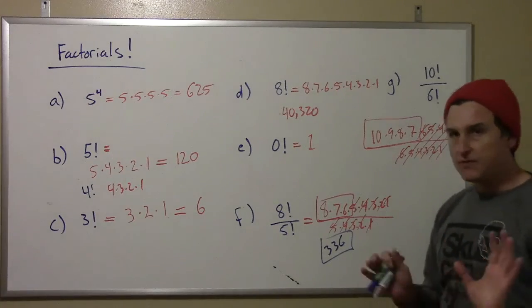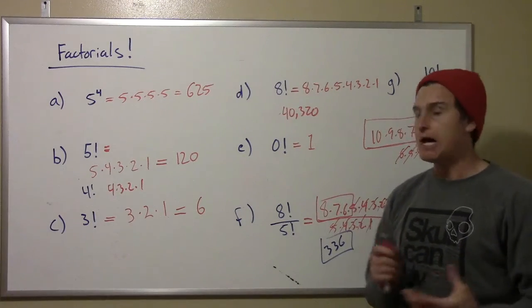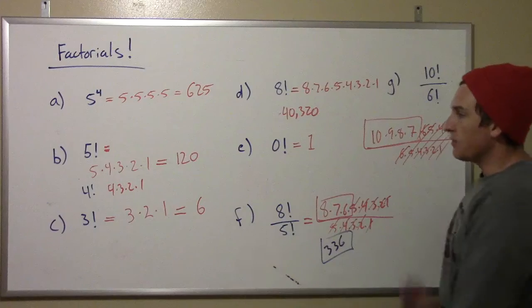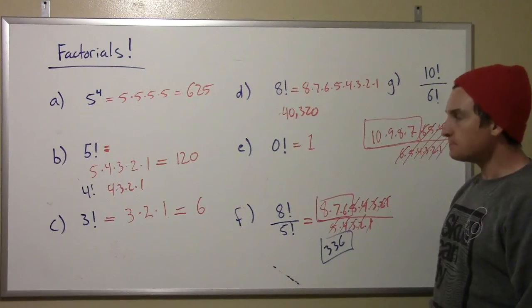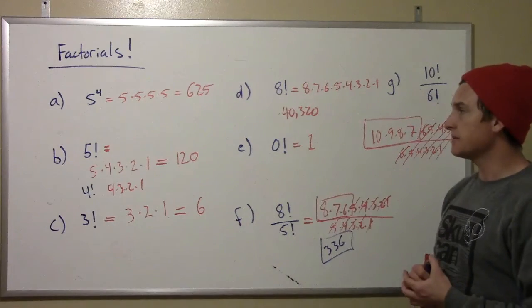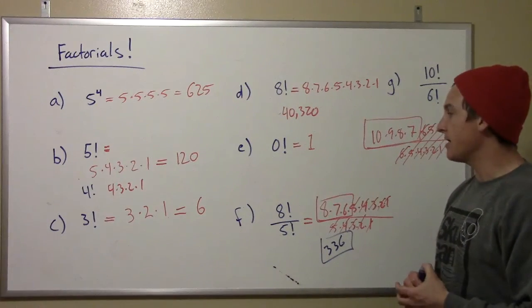So that's just a brief intro to factorials. You're going to see these a lot, so I just wanted to write those out and give you a few more examples than there were in the book. But again, they're just products. They represent multiplication. You can expand them out and see the meaning of it.